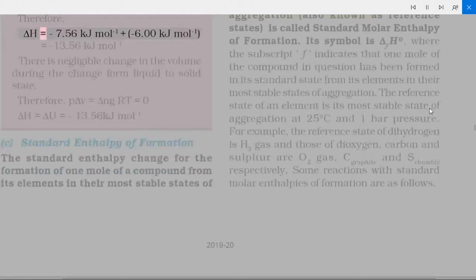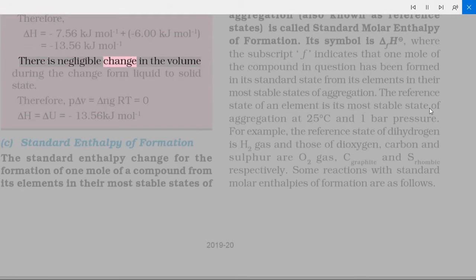Therefore, ΔH is equal to −7.56 kJ mol⁻¹ plus −6.00 kJ mol⁻¹, which is −13.56 kJ mol⁻¹. There is negligible change in the volume during the change from liquid to solid state. Therefore, Δ(PV) = ΔngRT = 0. ΔH = ΔU = −13.56 kJ mol⁻¹.